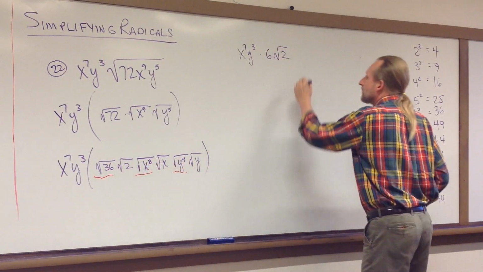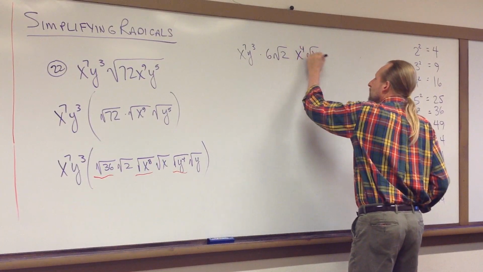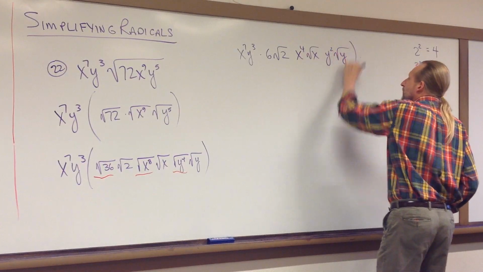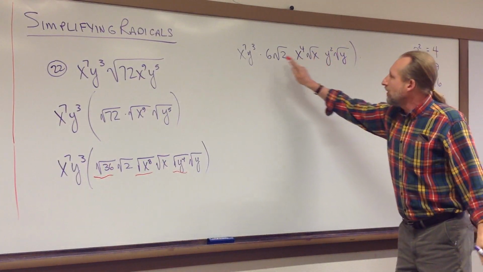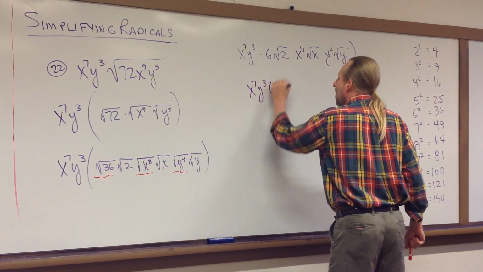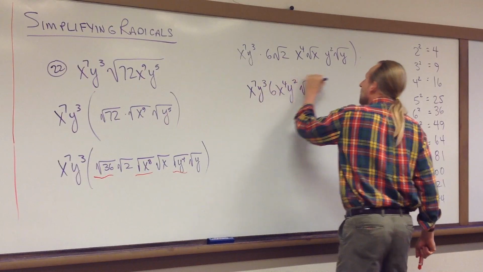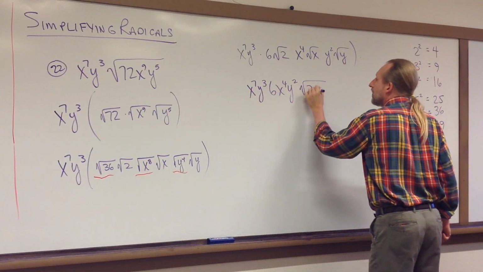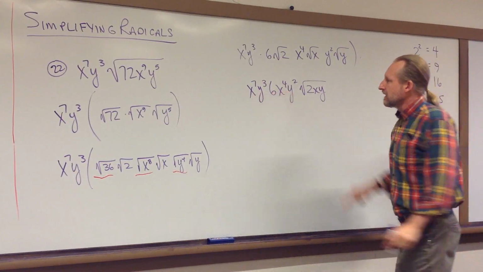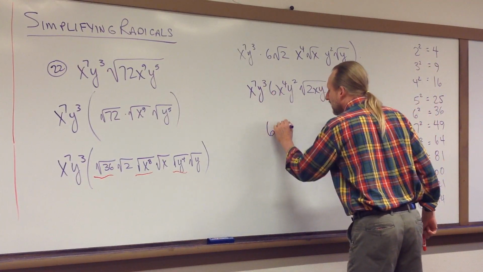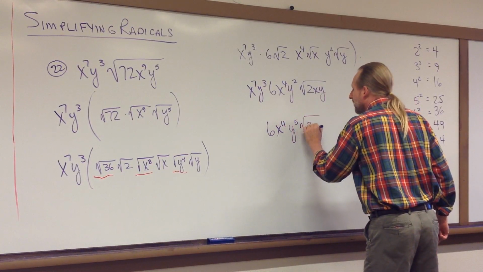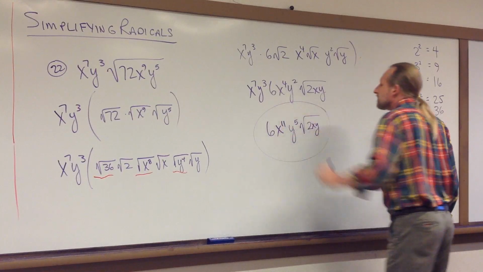And then we'll have the x to the 4th, and the square root x, and then y squared, and square root y. So let's pick out all the things that are outside the square root. And then 2xy will stay inside there. So out here we'll have x to the 11th power. We'll have 6, x to the 11th, y to the 5th. And then we'll have that square root 2xy.